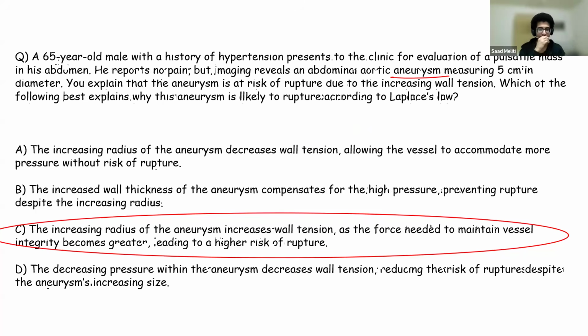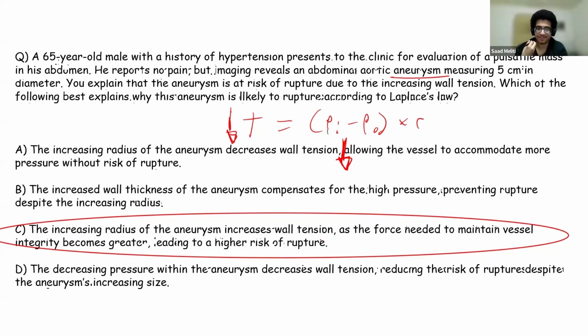Can you explain D? Oh, D. Okay, sure. The decreasing pressure within the aneurysm decreases wall tension, reducing the risk of rupture. So basically what this is saying, with PI minus PO times radius, is that if we decrease the pressure over here, we're going to decrease wall tension, which is correct, by the way. When we decrease the pressure, the tension also decreases.